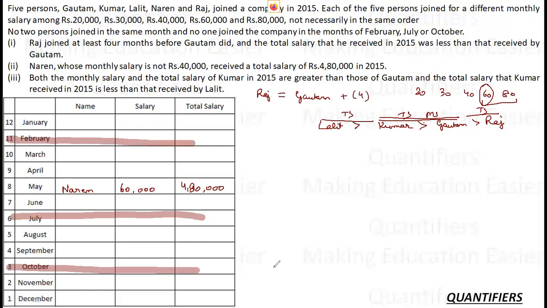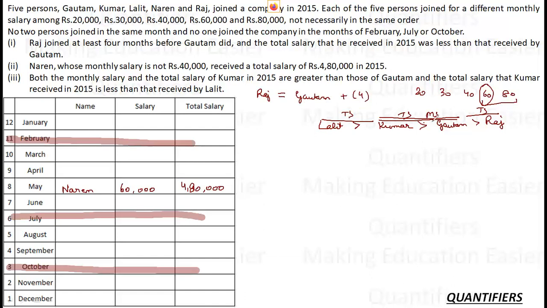Now I have this much information. Rest everything is an open-ended thing. Let's see what I can predict from it. See, हमें पता है कि राज और गौतम का 4 months का गैप है कम से कम, and राज की total salary गौतम से कम है. So let's try to capitalize upon it because it can give me some points.